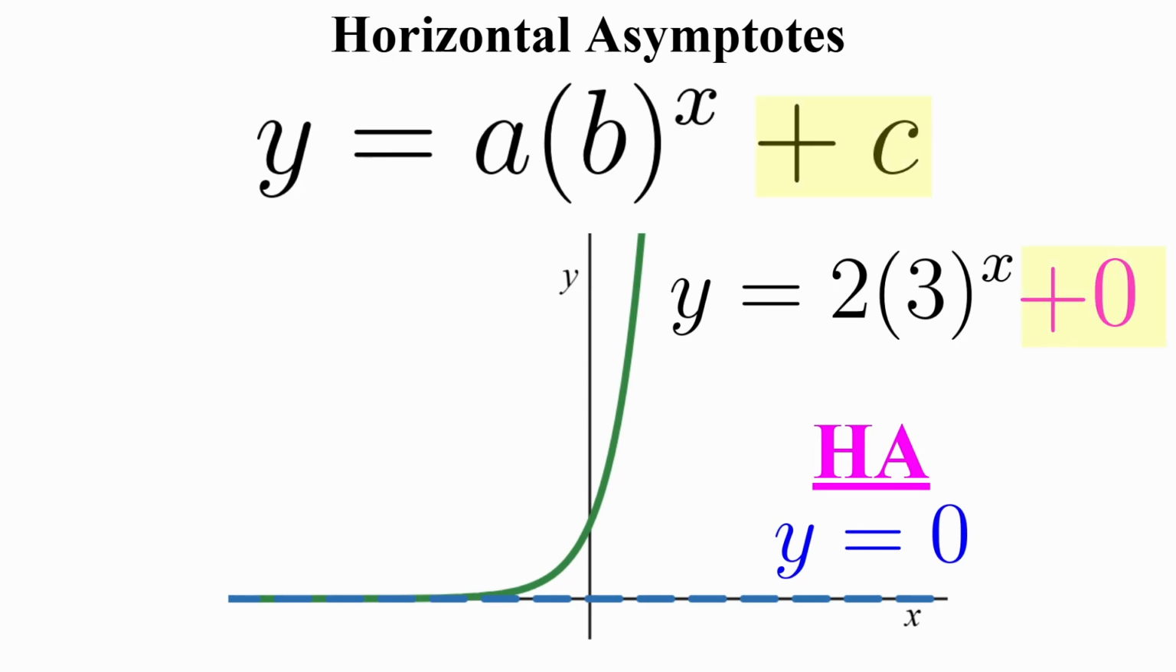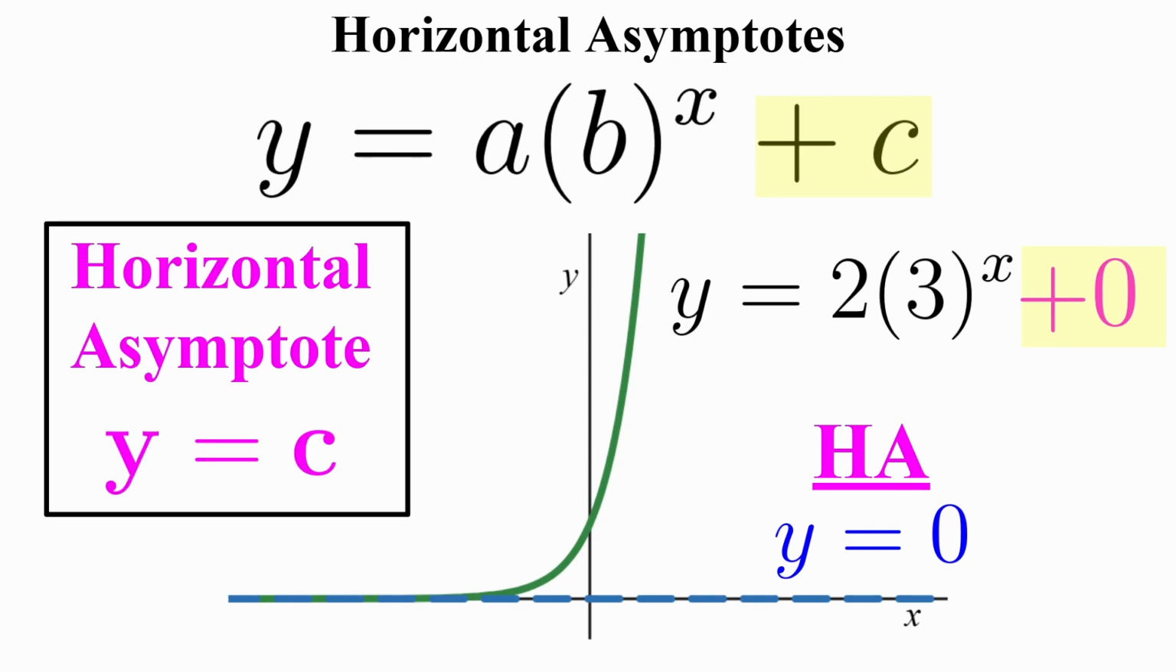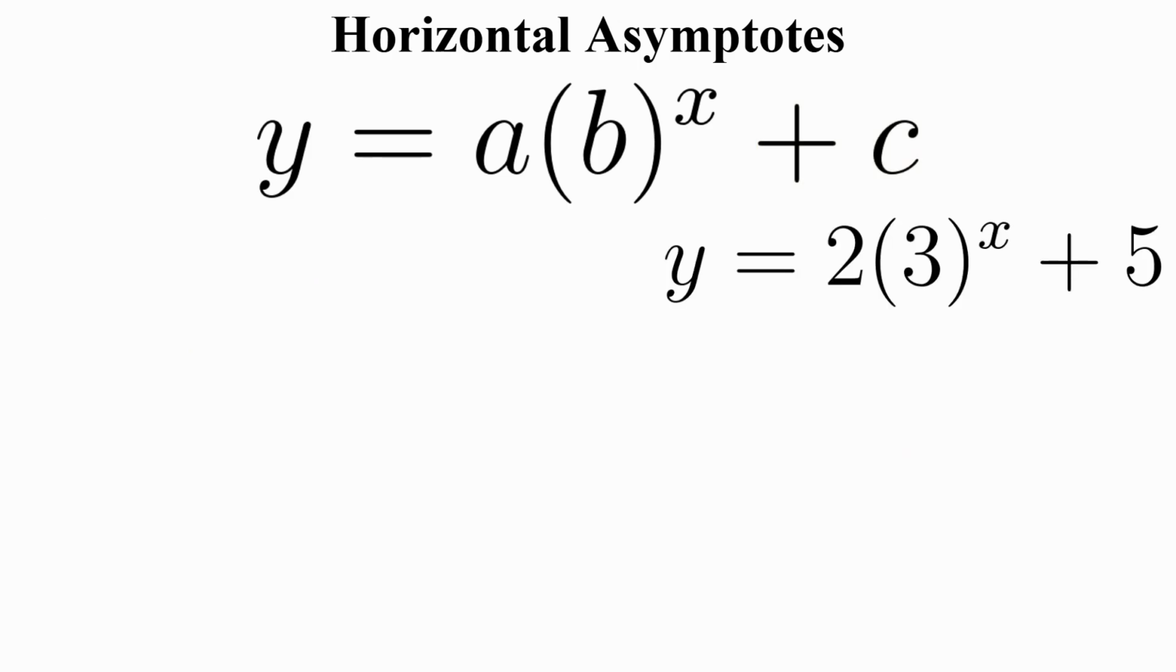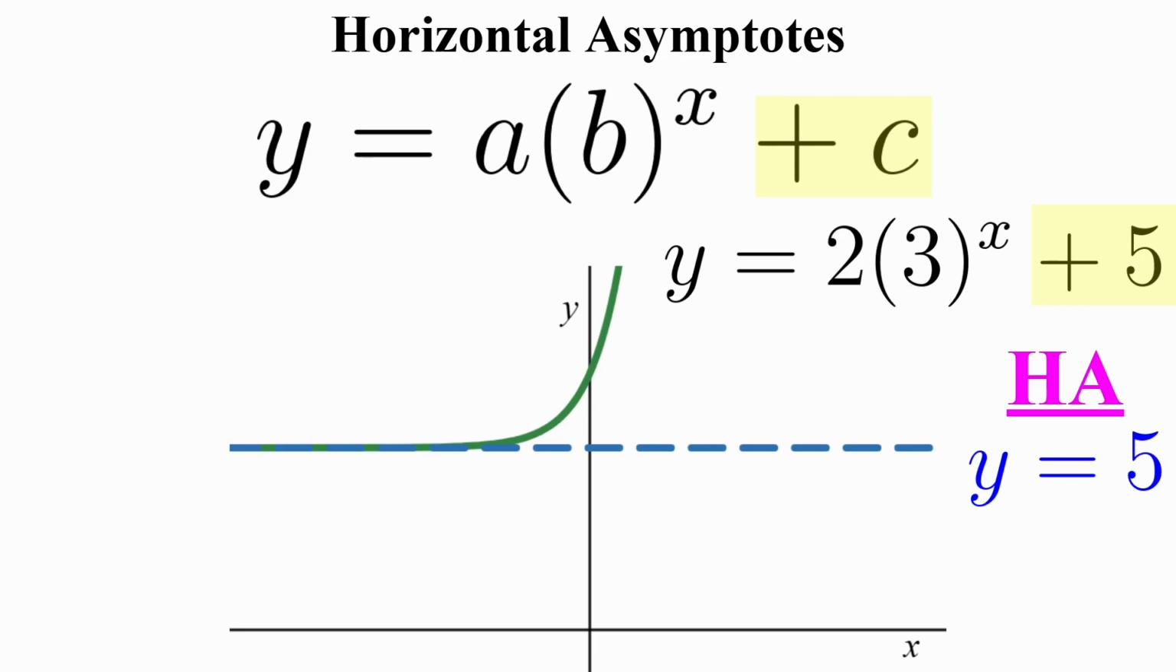So you might want to make a mental note. I don't know how important it is if they'd ask you this, but I think it's important to understand that the horizontal asymptote will always occur at y equals c when it's in a form just like that or very similar to that. Now, notice what happens when I introduce a c. So let's say I have 2 times 3 to the x plus 5. Well, we would look at that, and we would expect the horizontal asymptote to be at y equals 5. And if we graph it, indeed it is. See how it moved up? That blue line is at y equals 5.